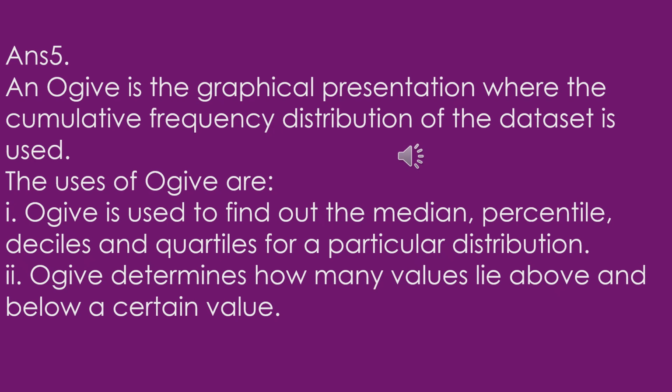Next, the uses of ogive. An ogive is used to find the median, percentile, decile and quartiles for a particular distribution. This is the first use. Next, an ogive determines how many values lie above and below a certain value. So these are the two uses of ogive.